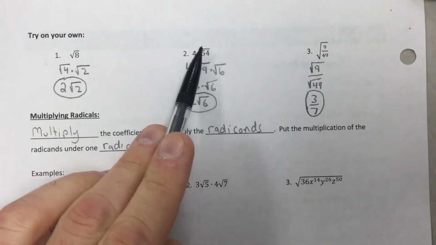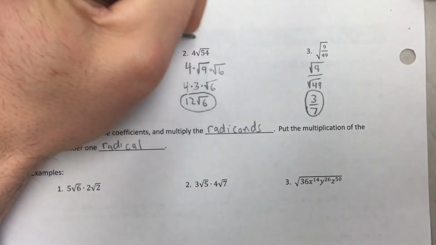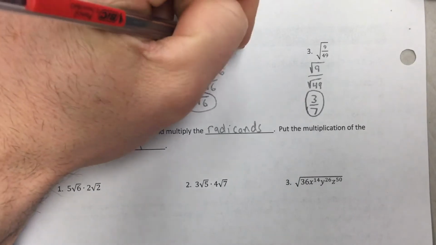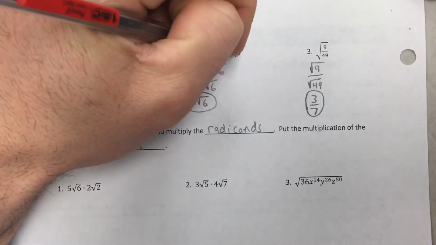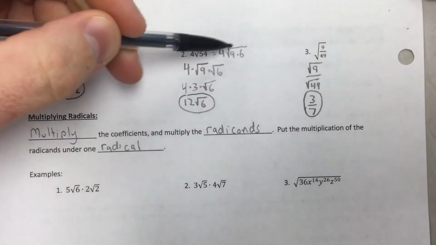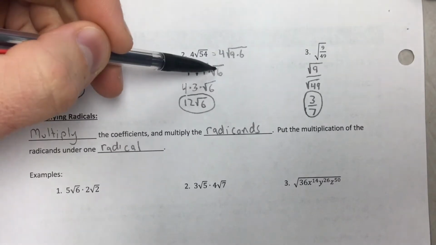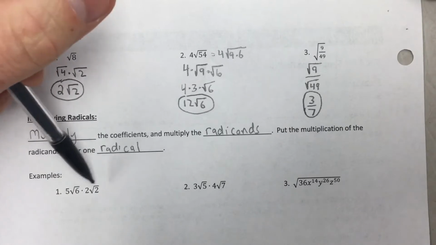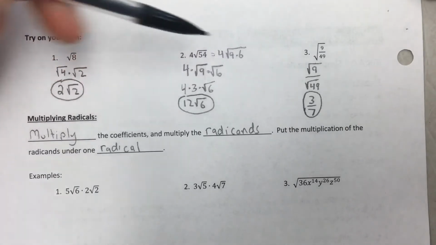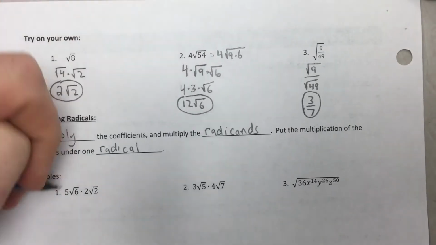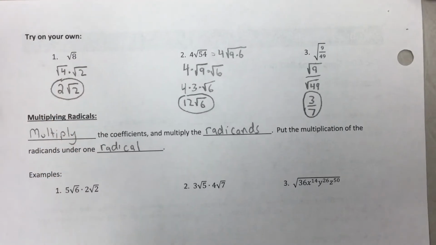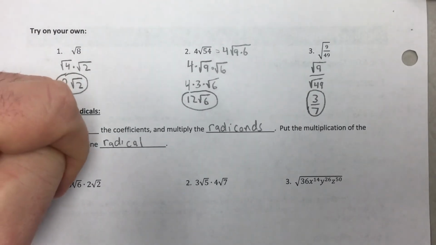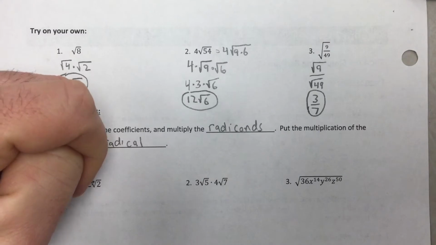So up here we had one fraction, and remember we said we could ultimately write this as 4 times the square root of 9 times the square root of 6 underneath one radical, and then we wrote that as two separate radicals. What we're really doing for this is we're starting out with the two separate radicals, and we're going to make it into one. So remember, for example 1 here, there's really multiplication between this 5 and this root 6 and the 2 and the root 2.